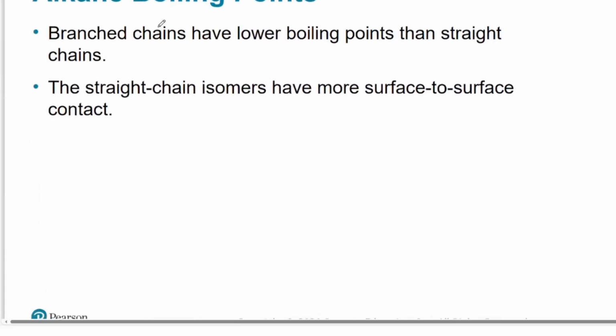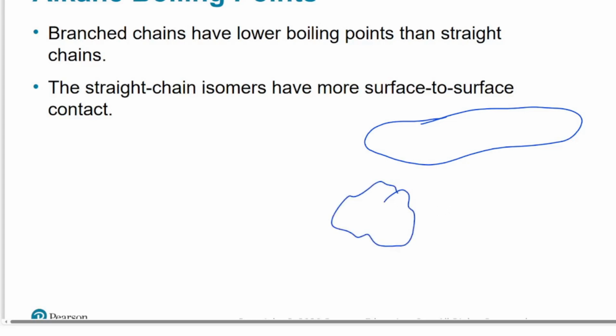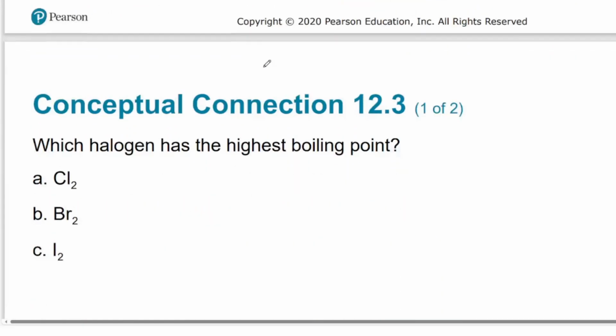So branched chains, with all else being equal, have lower boiling points than straight chains. Straight chain isomers have higher boiling points because they have more surface-to-surface contact. In other words, if they are isomers of each other, the carbon chain length is the same, a more spread out molecule will have a higher boiling point than a more compact molecule.